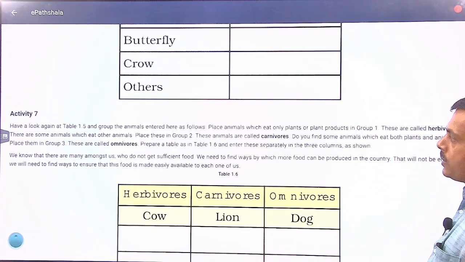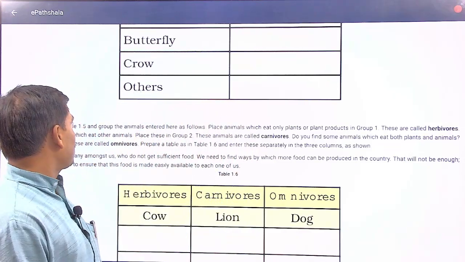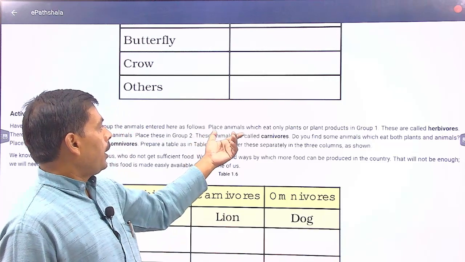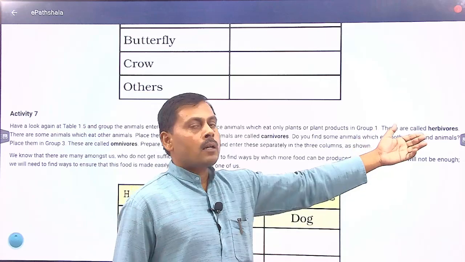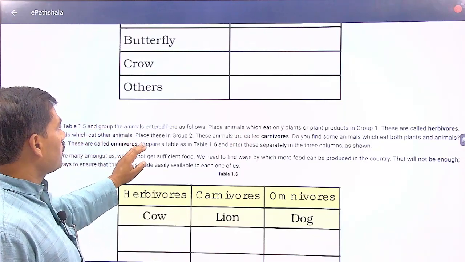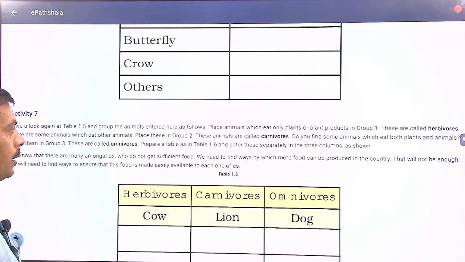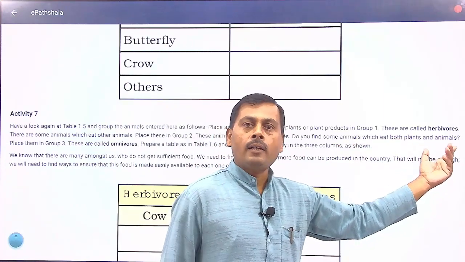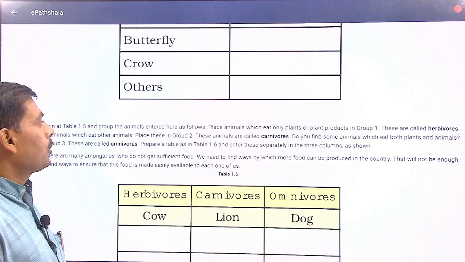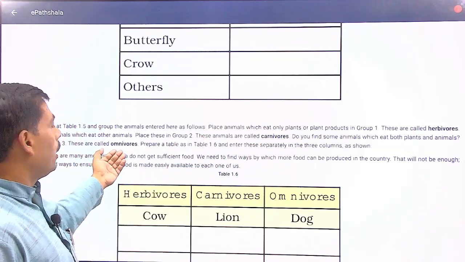Animals are categorized in three parts on the basis of the food materials they take. First is herbivores. The animals which eat only plants or plant products are called herbivores. Second is carnivores. The animals which eat other animals are known as carnivores. The third category is omnivores. The animals which eat both plants and animals are known as omnivores. So on the basis of food, there are three types of animals: herbivores, carnivores and omnivores.